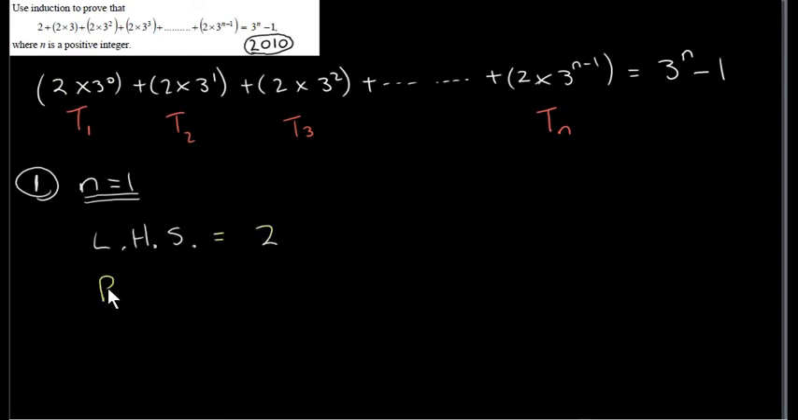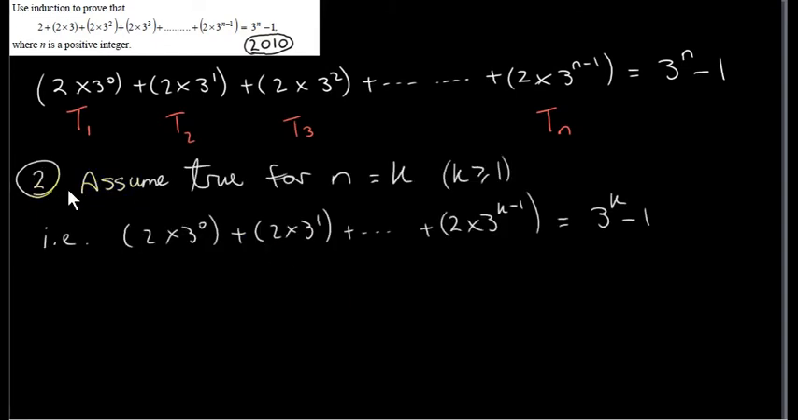The right hand side for n equals 1 is going to be 3 to the power of 1 minus 1. That's 3 minus 1, which is 2. So you can see the left hand side equals the right hand side for n equals 1. So we've proven that the statement is true for n equals 1.